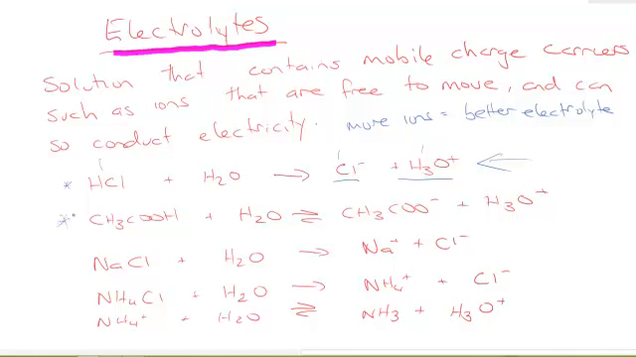Ethanoic acid is a weak acid, and so even if we start with 1 mole per litre on this side, it's not going to produce 1 mole per litre. It will produce a tiny amount of hydronium and a tiny amount of ethanoate ion, and that's because it only partially dissociates. Because we have a low amount of ions, this would be a poor electrolyte.